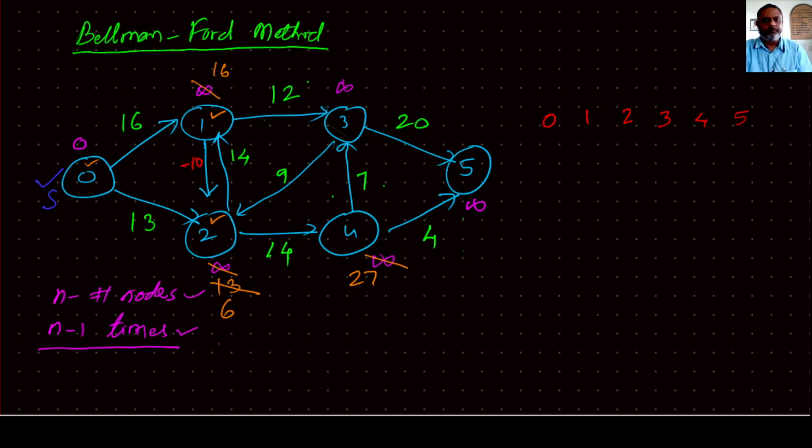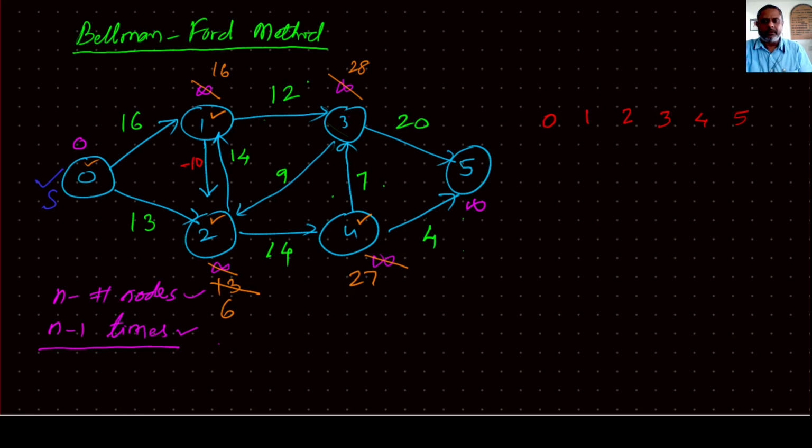Then what? From 1, going to 3 is possible. 16 plus 12 makes 28. Definitely better than this. Then node 1's work is over. Then who is next? 27, 28 and infinite. Therefore node 4 is the next option.